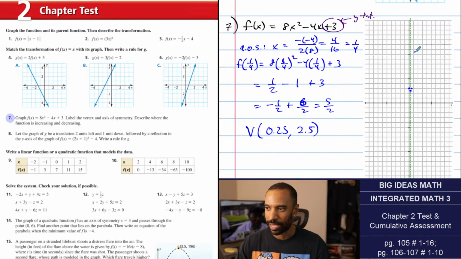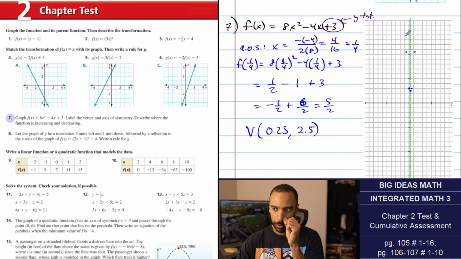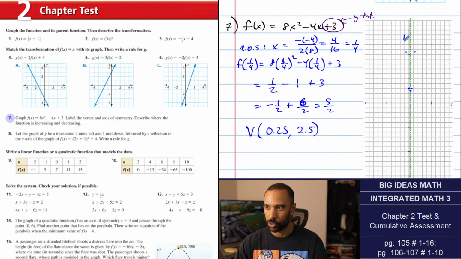So I can get that guy about right there. And then this guy on the other side, 1 over 8 up is like that. Really best as I can do with this graph. There's really not much more I can actually discuss, describe, or talk about.